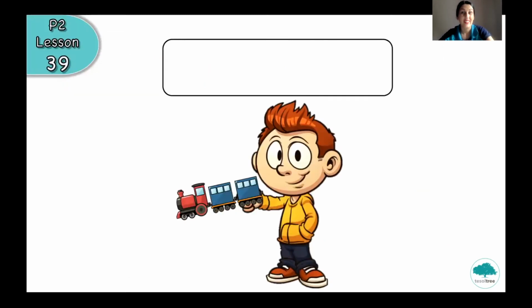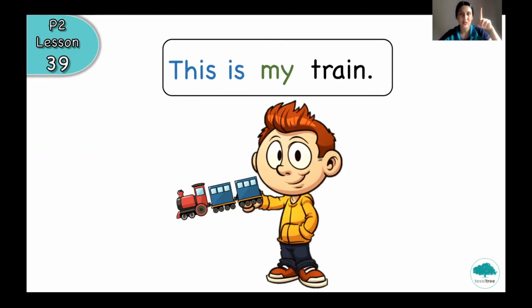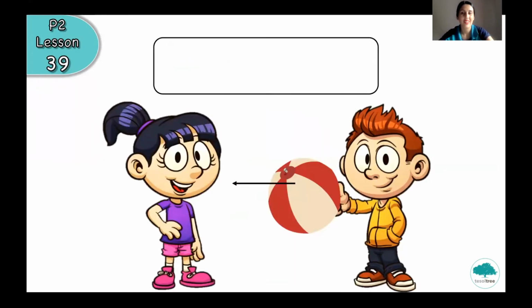Look, this is a boy and he has a train. So he says, this is my train. Because he has only one train, we use this is. Now we can see the boy and the girl. And the boy shows the ball, but it's not his ball. This is the girl's ball. That's why he says, this is your ball.